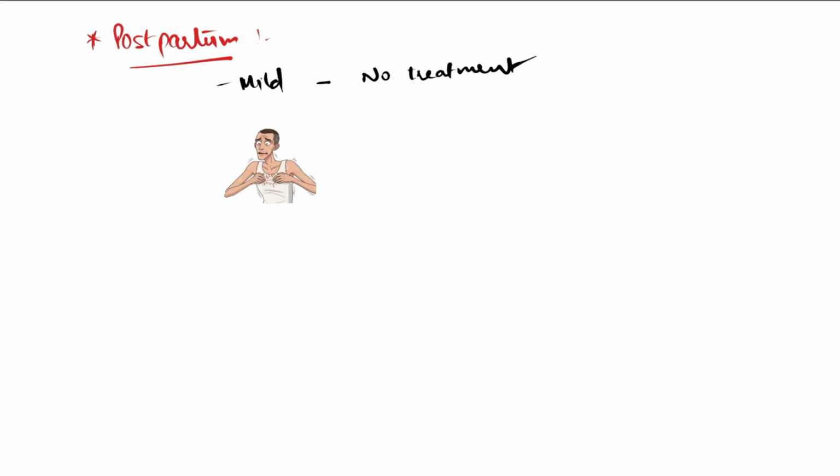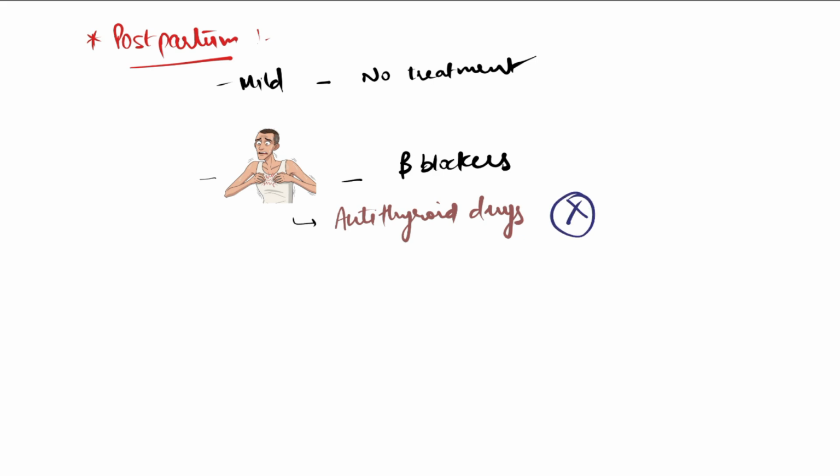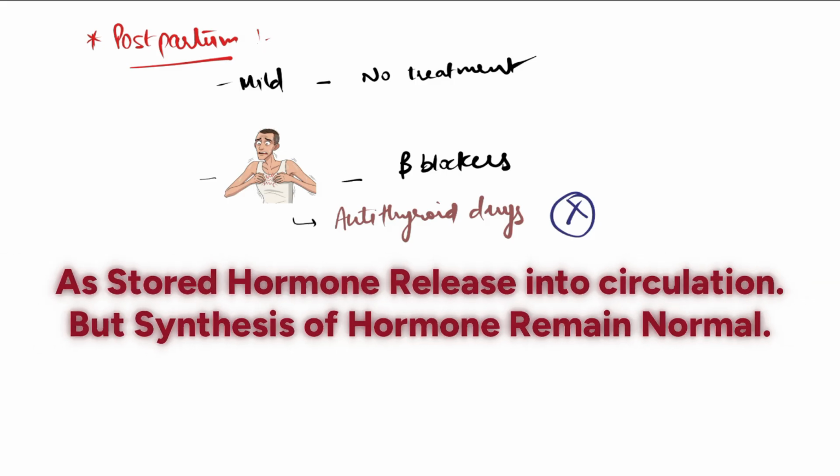In case of postpartum thyroiditis, in mild cases no treatment is required, just monitoring of thyroid function tests. In overactive phase, a beta blocker is used for symptomatic control. The anti-thyroid drugs are not used, as hormone release is the problem, not hormone synthesis. As in the overactive phase, the stored hormones are released into the circulation and there is no increased synthesis of hormone. So no use of anti-thyroid drugs.